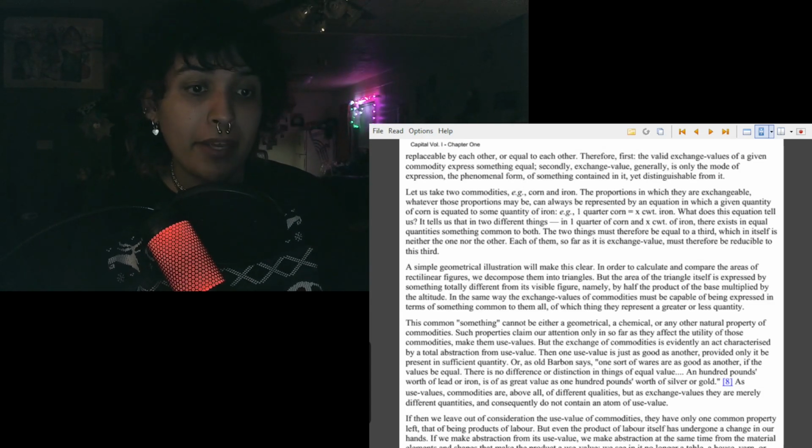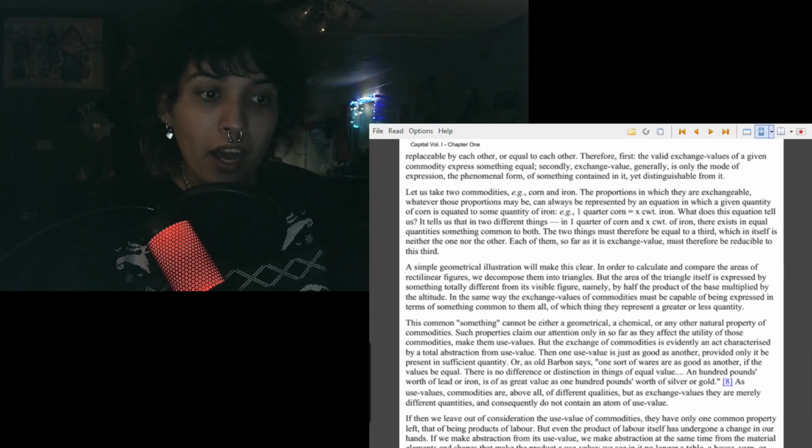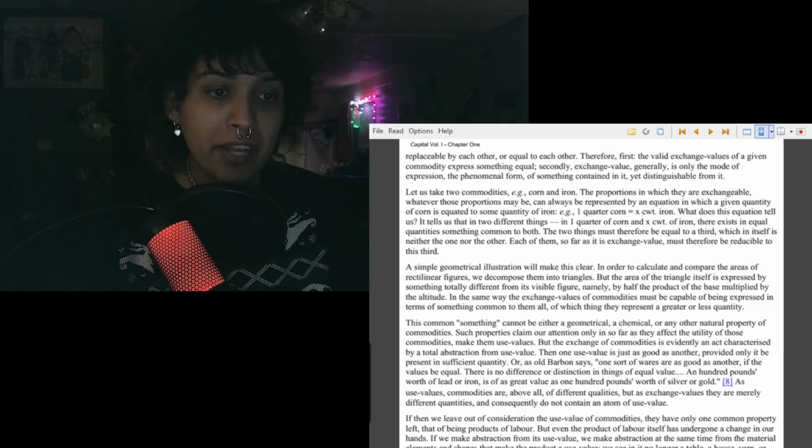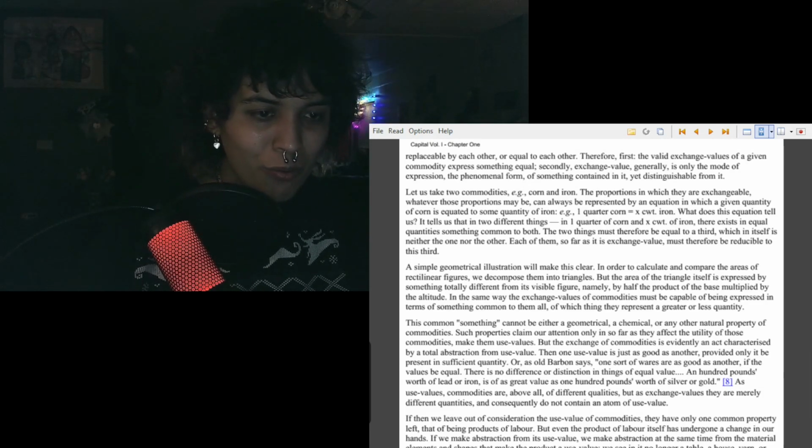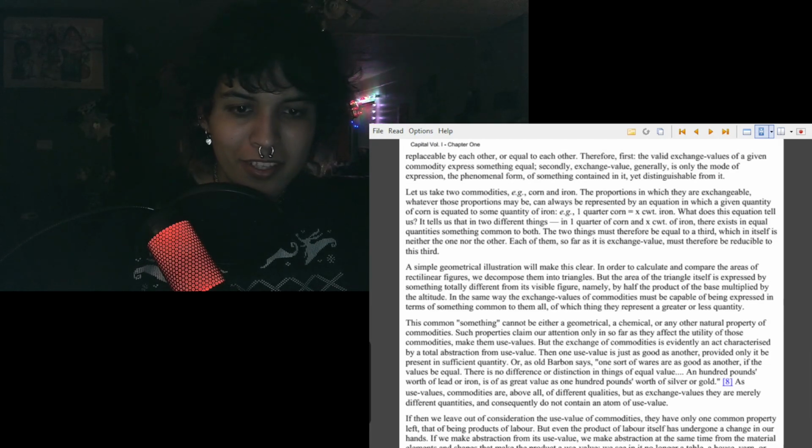This common something cannot be either a geometrical, a chemical, or other natural property of commodities. Such properties claim our attention only insofar as they affect the utility of those commodities, make them use values. But the exchange of commodities is evidently an act characterized by a total abstraction from use value. Then one use value is as good as another, provided only it be present in sufficient quantity. Or, as old Barbon said, one sort of wares is as good as another. If the values be equal, there is no difference or distinction in things of equal value.